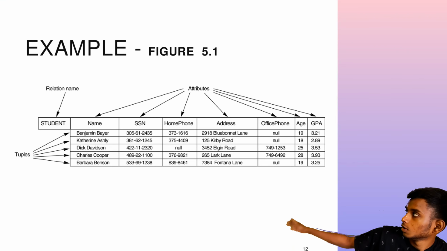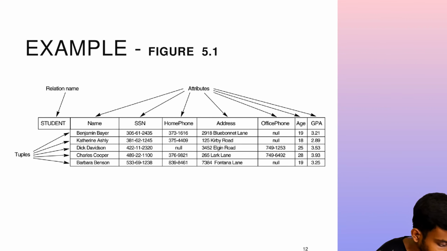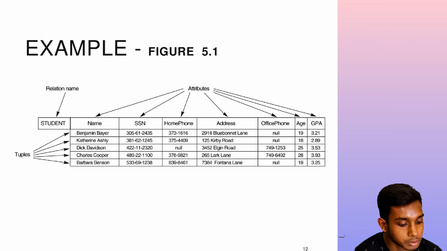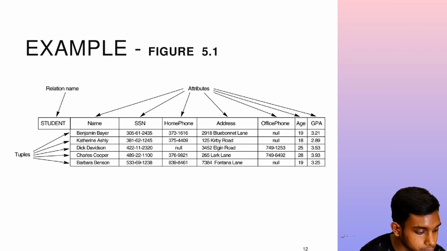Let us go through the given example here. The relation name is student. Tuples hold the name, SSN, home phone number, address, office phone, age and GPA of that particular name. And the attributes are name, SSN, home phone, address, office phone, age and GPA.